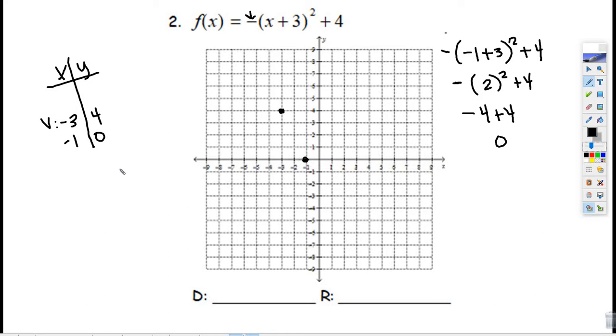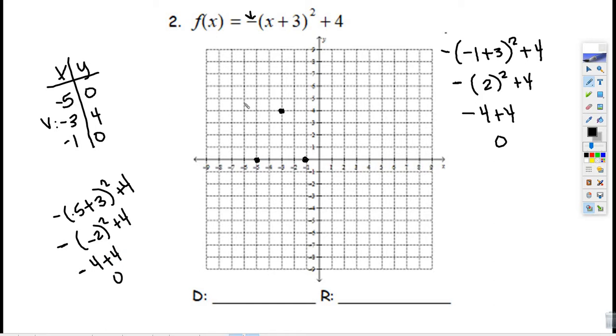Now if I choose a point for symmetry, notice that negative 1 is 2 to the right of the vertex, so I'm going to choose the point 2 to the left, which is negative 5. I would expect to get a 0 out as well. Now we can check that algebraically. So I have negative parenthesis negative 5 plus 3 squared plus 4. Negative 5 plus 3 is negative 2, squared, plus 4. Negative 2 squared is a positive 4, and the opposite of a positive is a negative. Negative 4 plus 4 is 0.